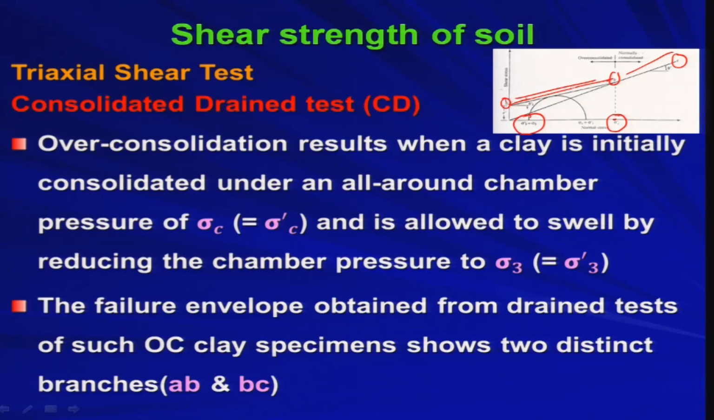Now, if you consider the normally consolidated soil, then the soil should be falling in this region, because this region will be experiencing pressure higher than sigma c, right. So therefore the soil will be behaving as normally consolidated soil. So you will be getting two distinct zones, one zone talking about the over consolidation zone, another zone talking about the normally consolidated zone. Okay. So A B and B C are the failure envelopes for over consolidated specimen.